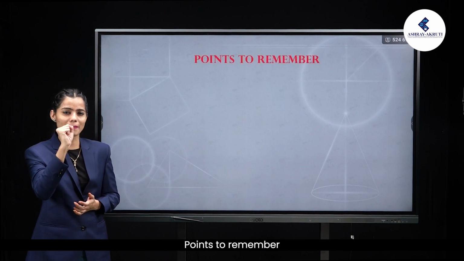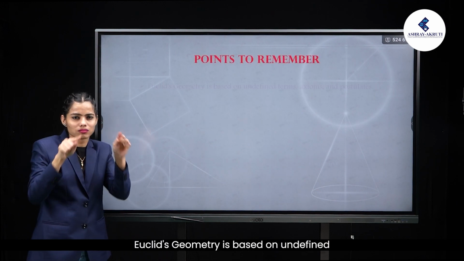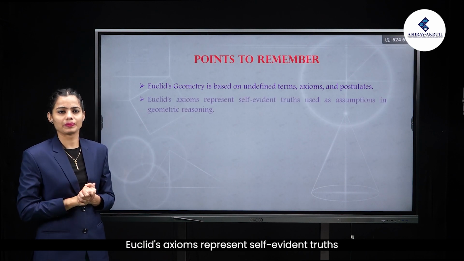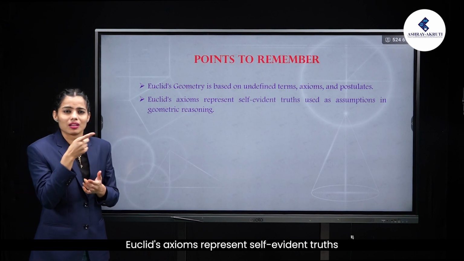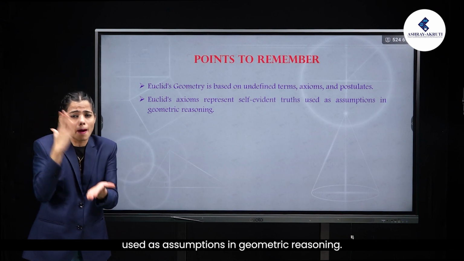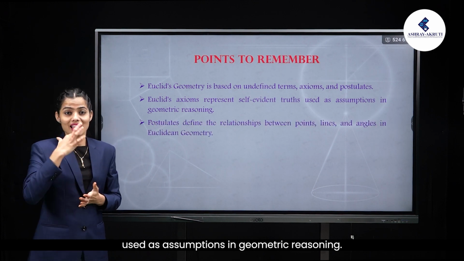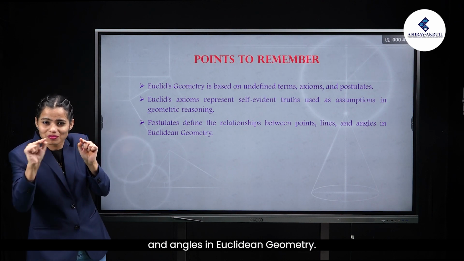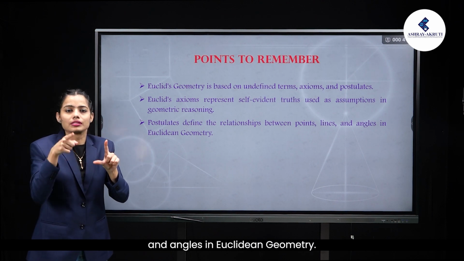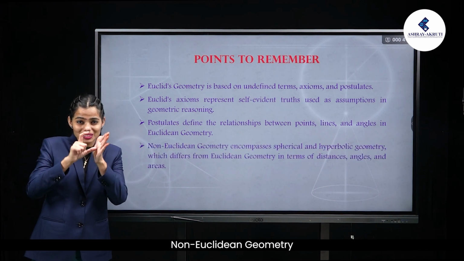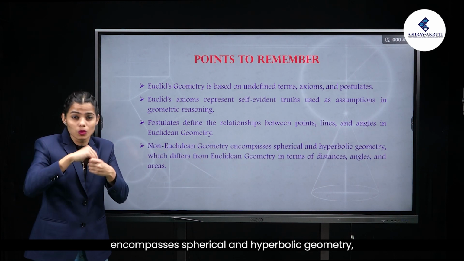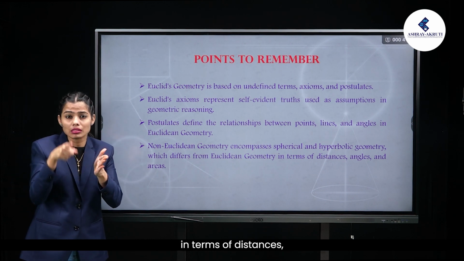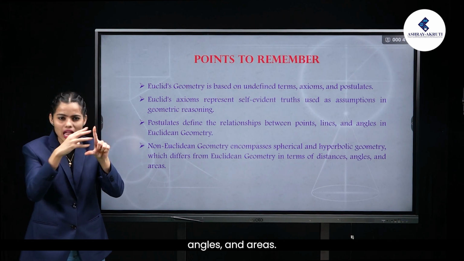Points to remember. Euclid's geometry is based on undefined terms, axioms and postulates. Euclid's axioms represent self-evident truths used as assumptions in geometric reasoning. Postulates define the relationship between points, lines and angles in Euclidean geometry. Non-Euclidean geometry encompasses spherical and hyperbolic geometry, which differ from Euclidean geometry in terms of distances, angles and areas.